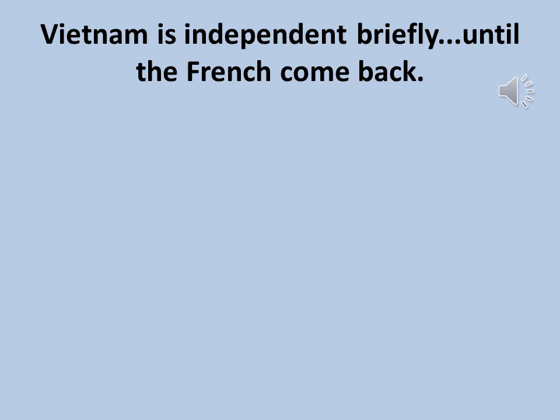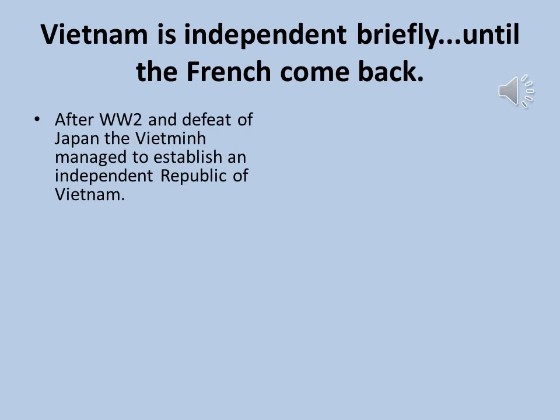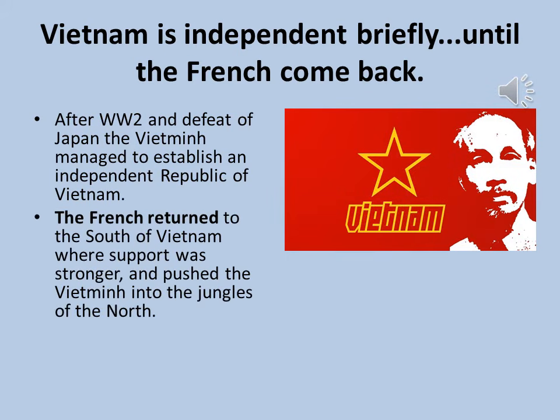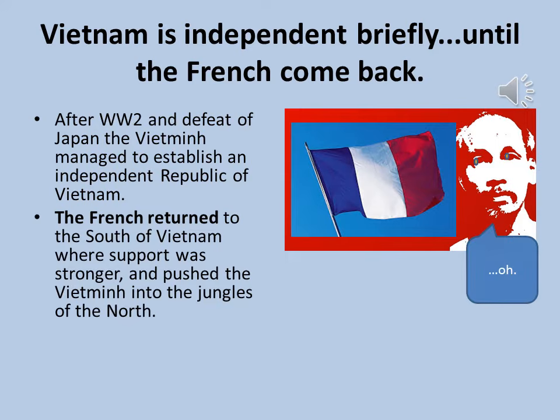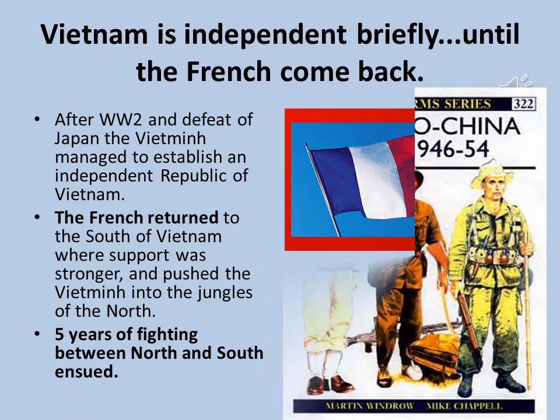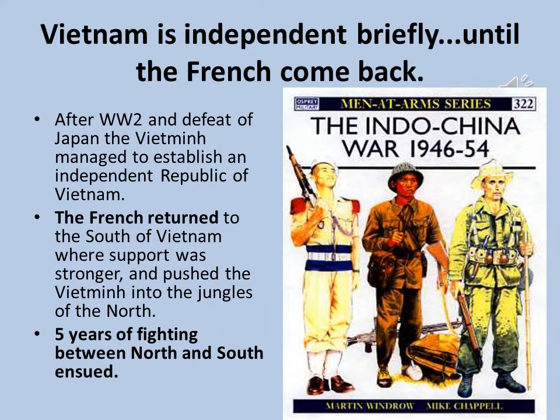So the Viet Minh fought really hard, and with the end of World War II and the defeat of the Japanese, the Viet Minh managed to establish their own independent Republic of Vietnam. However, the French soon returned to the south of Vietnam, where support was stronger, and they pushed the Viet Minh into the jungles of the north. So victory for Ho Chi Minh was very brief indeed. And in fact, 5 years of fighting between the north and the south of Vietnam ensued between 1946 and 1954.